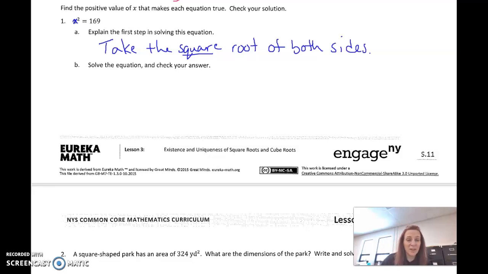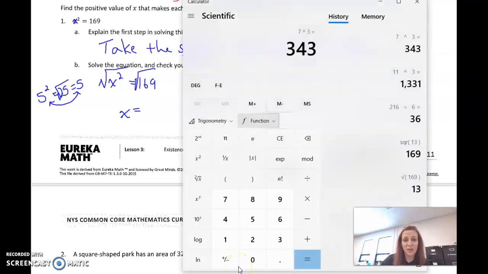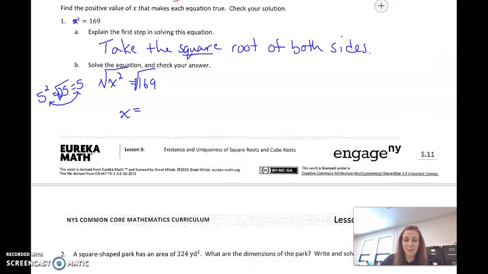Okay? So solving the equation, here's my equation. Now remember, I'm going to take the square root. Whatever I do to one side, I have to do the other. Squaring and taking the square root undo each other. So if I'm at 5 and I square it, I'm at 25. If I take the square root of 25, I'm back to 5, right? So this just becomes x, and then what number times itself equals 169? Again, you can use a calculator, and the answer in that case is 13. And again, only the positive answer.